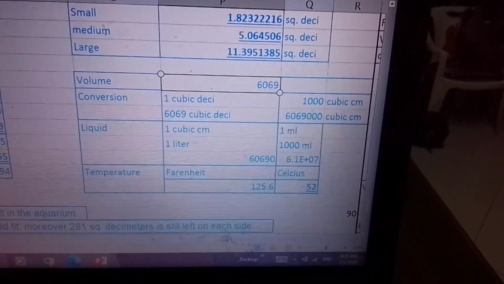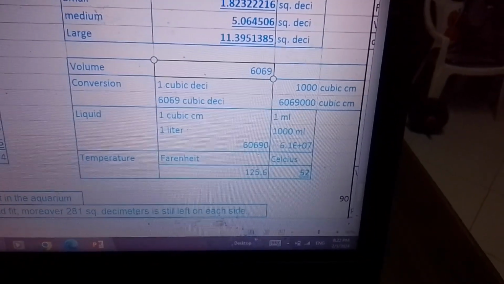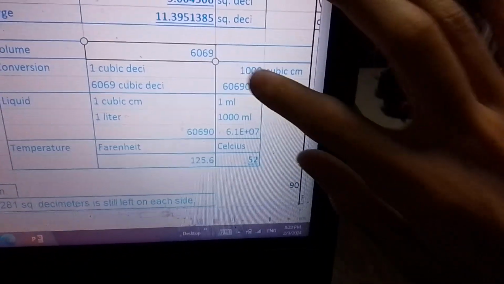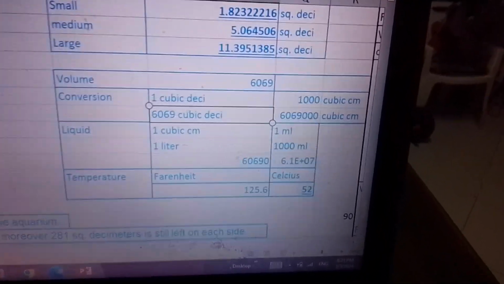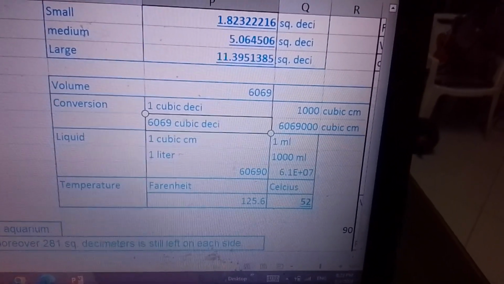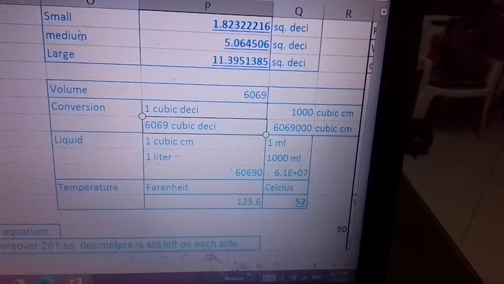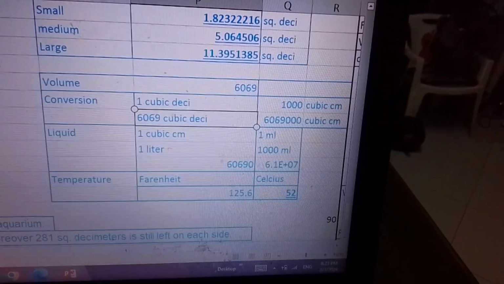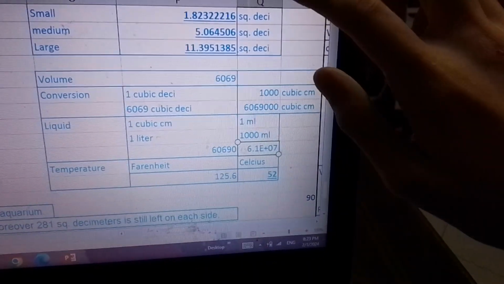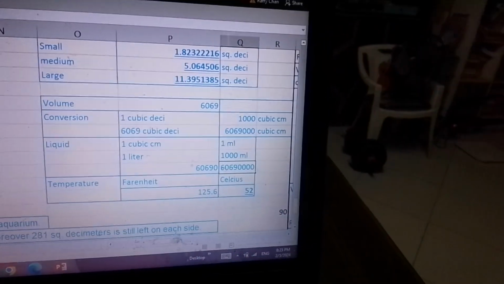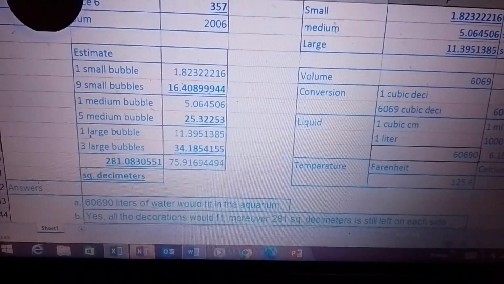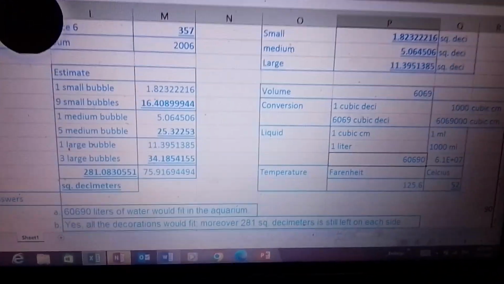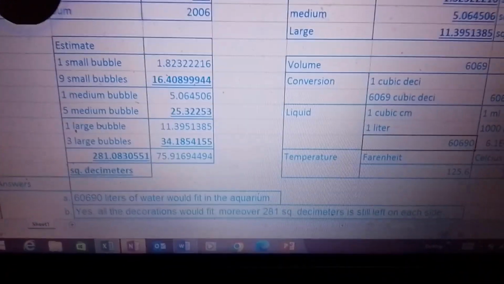And then 1 cubic decimeter is how much cubic centimeters? We do it 10 cube. Tama? 10 cube is 1,000. And then multiplying that, we should get this answer. Then dividing it, we should get this answer. Cross out the 3 zeros. Then to convert that to liquid unit, 1 cubic cm is 1 ml. And 1 liter is 1,000 ml. So 6,069. Diba, remember, this is our answer, diba? 6,069. Diba? And then, divide by 1,000. And we should get this answer. So therefore, the volume is 60,690 liters of water would fit in the aquarium. So that's the answer for letter A. But we're still not yet done because we still need to do letters B, C, and D. See you later.